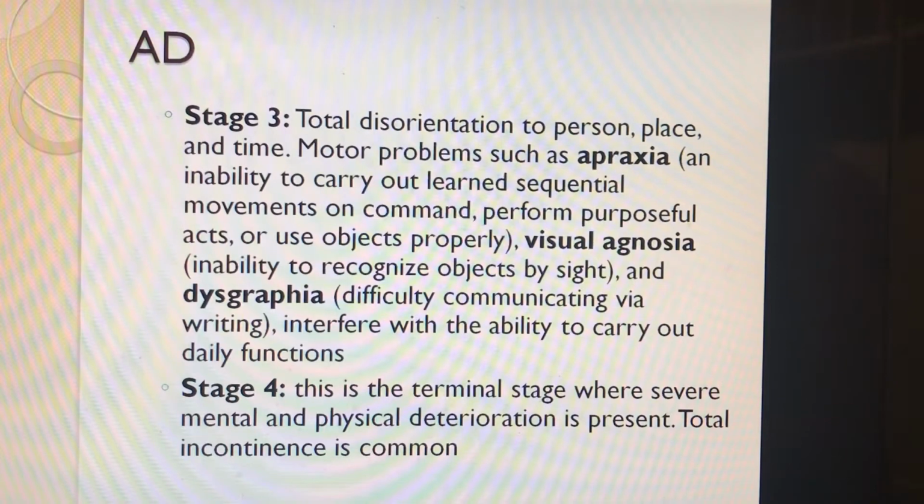Stage 3, total disorientation to person, place, and time. They have motor problems such as apraxia, visual agnosia, and dysgraphia. So they have an inability to carry out learned sequential movements, an inability to recognize objects by sight, and difficulty communicating via writing. And in the 4th stage, this is the terminal stage where severe mental and physical deterioration is present and total incontinence is common.